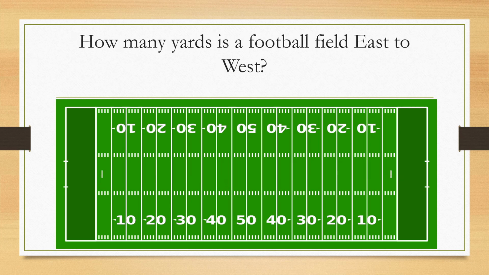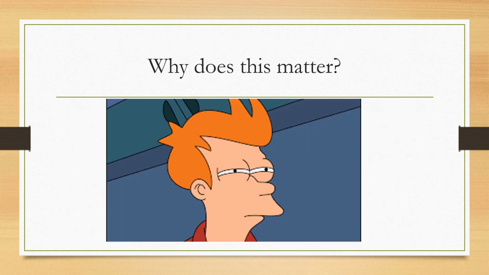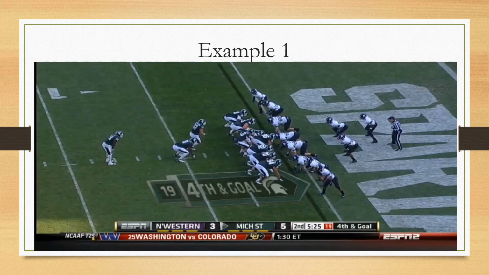How many yards is a football field east to west, though? A lot of people won't know this, but it's 53 1/3 yards, and we're going to make the defense defend every inch of this east to west. And specifically, from the outside of the numbers to the sideline is an additional 10 yards on each side of the field. Why does this matter?